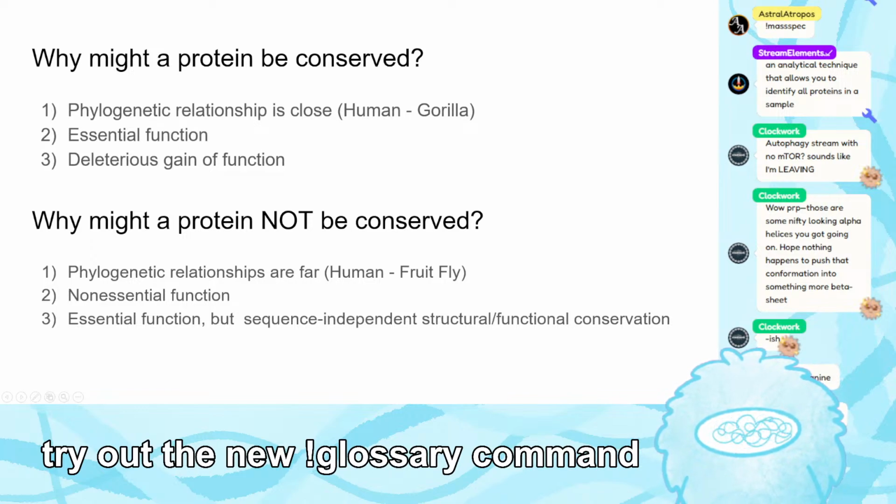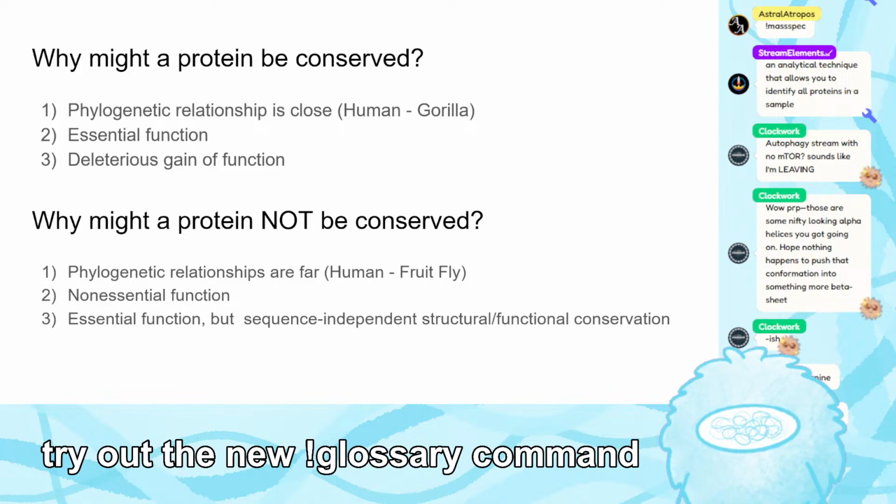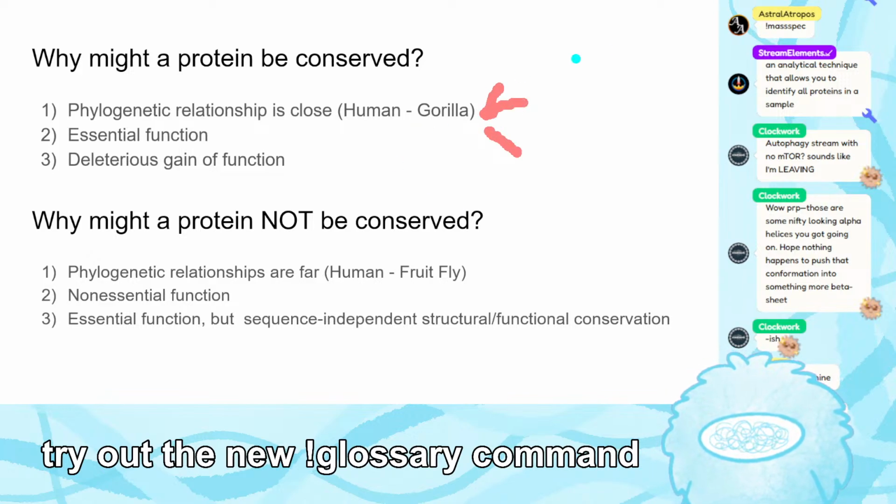So why might a protein be conserved, right? Why might our hexokinase look the same as a mouse hexokinase minus a couple of base pairs? Well, one reason why a protein might be conserved is that there is some sort of close phylogenetic relationship, right? So we are closely related to gorillas, and so it makes sense that most of our proteins are going to look like gorilla proteins, right?